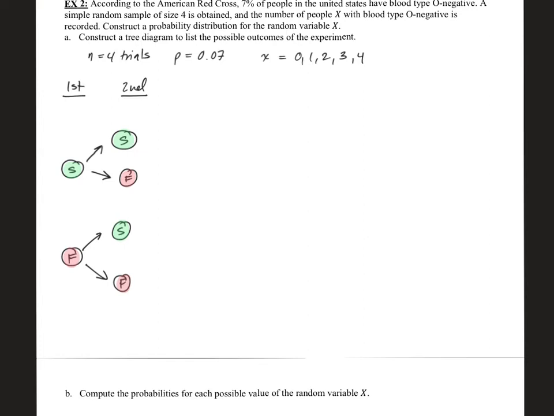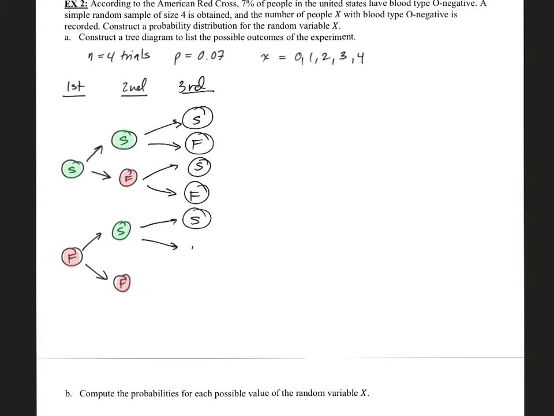All right, second trial. So let's go on to the third trial. We have multiple more options. So from the second success, we could go on to another success, or we could go to a failure. Same thing for the other failure. We could have a success the third time, or a failure the third time. Now, for this one, we could either once again have a success, or we could have a failure. And for the last one, we could have a success or another failure.